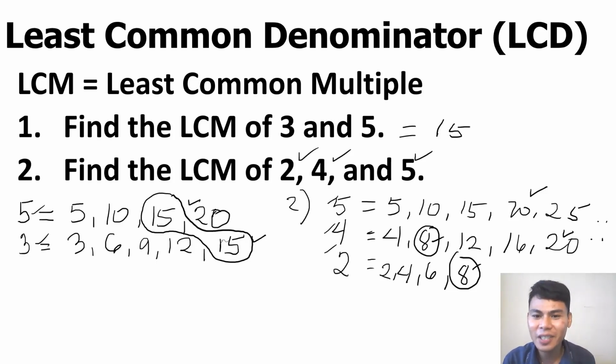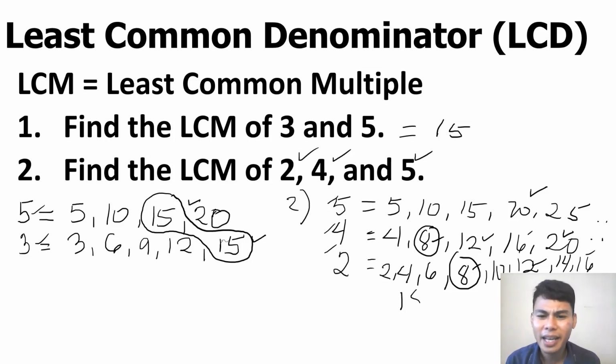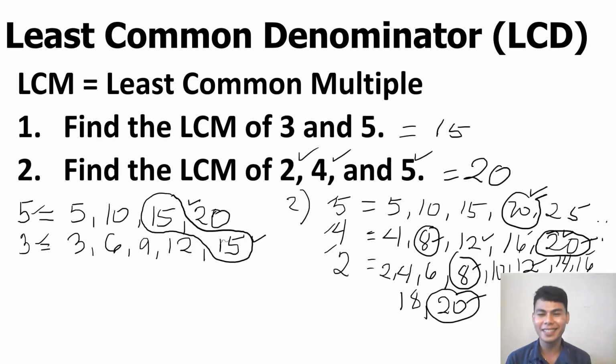Okay, so let's continue. 2, 4, 6, 8, 10, 12. Uy, may 12 na naman. May 12 ba sa 5? Wala. Ano pa? 14, 16. Uy, may 16 naman, wala pa sa 5. 18, 20. Uy, 20. May 20 sa 2 na, may 20 na sa 4, may 20 sa 5. Ah, okay, that's it. That's the LCM. Ganyan lang po ang pag-find.